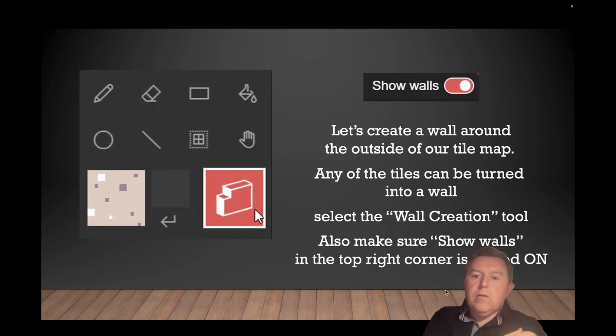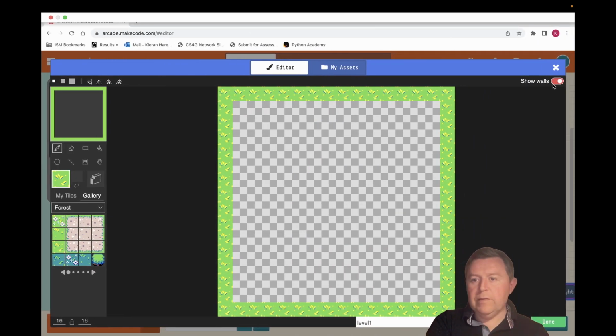So we need to create a wall around the outside of our tile map, so that our character can't go outside the edge of that. For the tiles to be turned into the wall, you select the wall creation tool, and then we make sure we have show walls on in the top right corner. Up here we can see show walls is activated, and we're going to click on this button here to create our walls. I'm just going to drag it around so that'll make it.